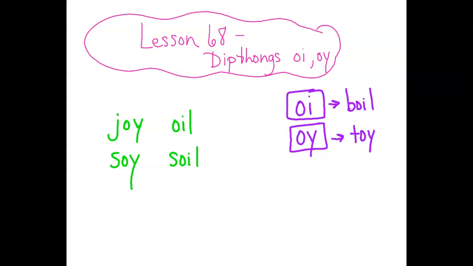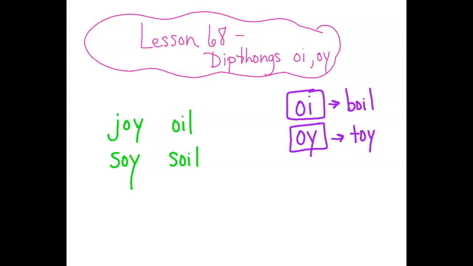All right, so we're going to be talking about diphthongs O-I and O-Y. I want you to say these words after me. Joy, soy, oil, soil. What sound do you hear in each of these words? O-I? Okay, so I want you to look at the green words on the board.